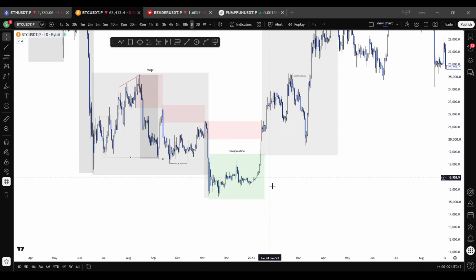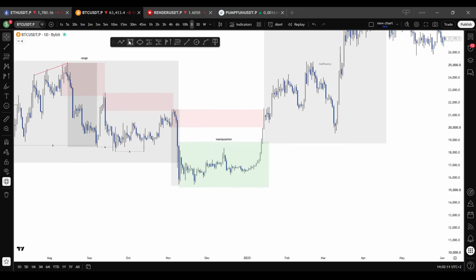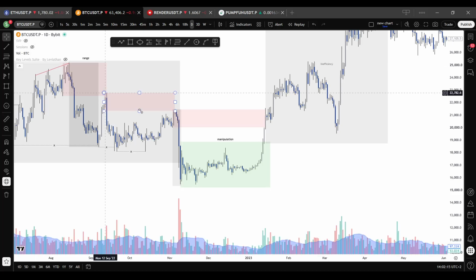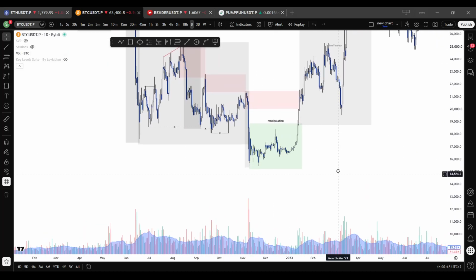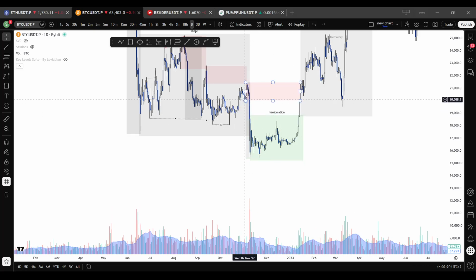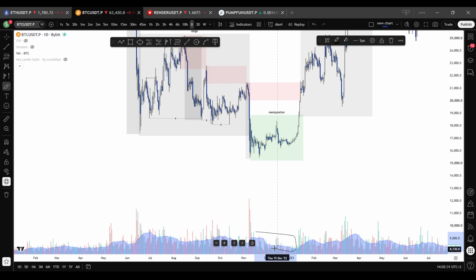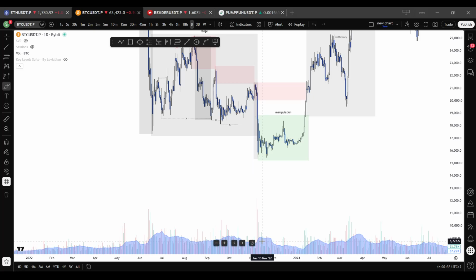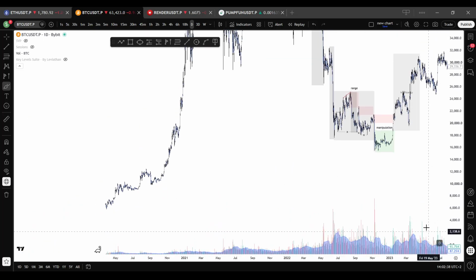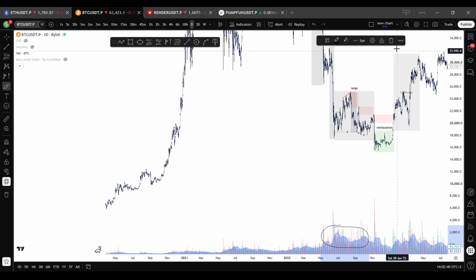And after that, what we saw here was a ranging period after we got this huge sell-off. A lot of people lost their belief in Bitcoin. Nobody was talking about it, and you guys can also see that volume was really low compared to the price action before.